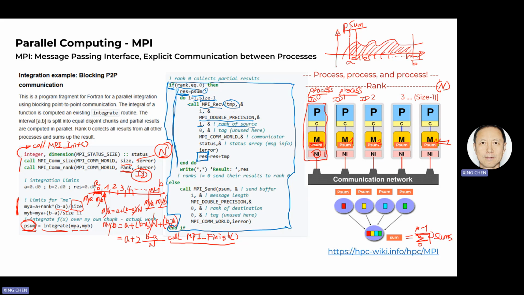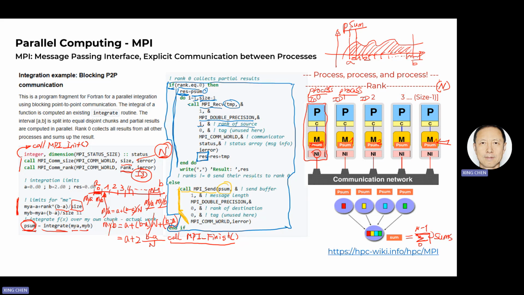If I'm not rank 0, because there is only one rank 0, what are all the others going to do? Rank 0 is going to run this one, and all the others are going to do something else. Let's change color. All the other ranks, all they are going to do is here. All the other MPI processes need to call this function MPI send.